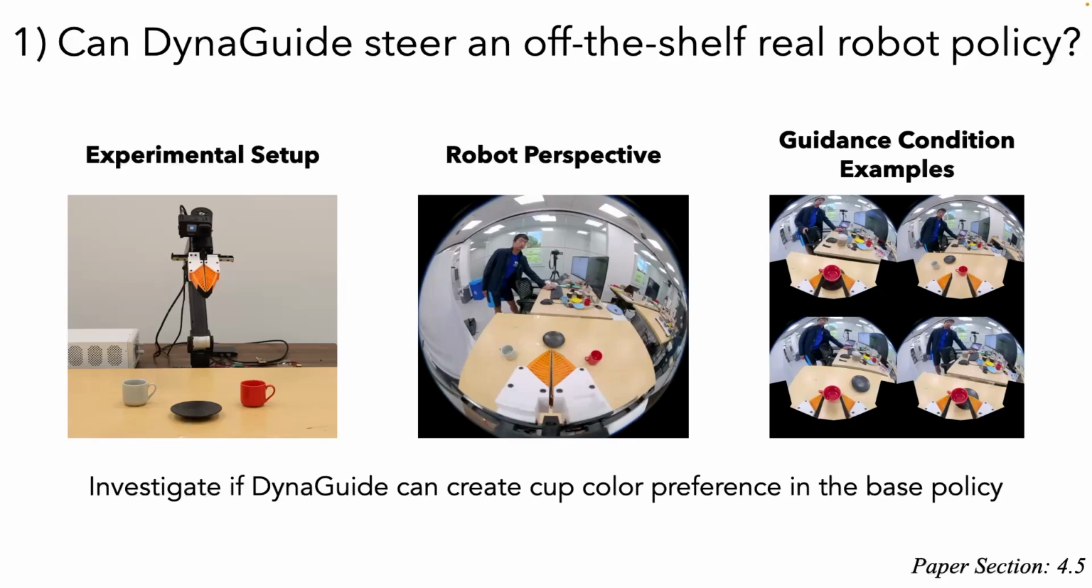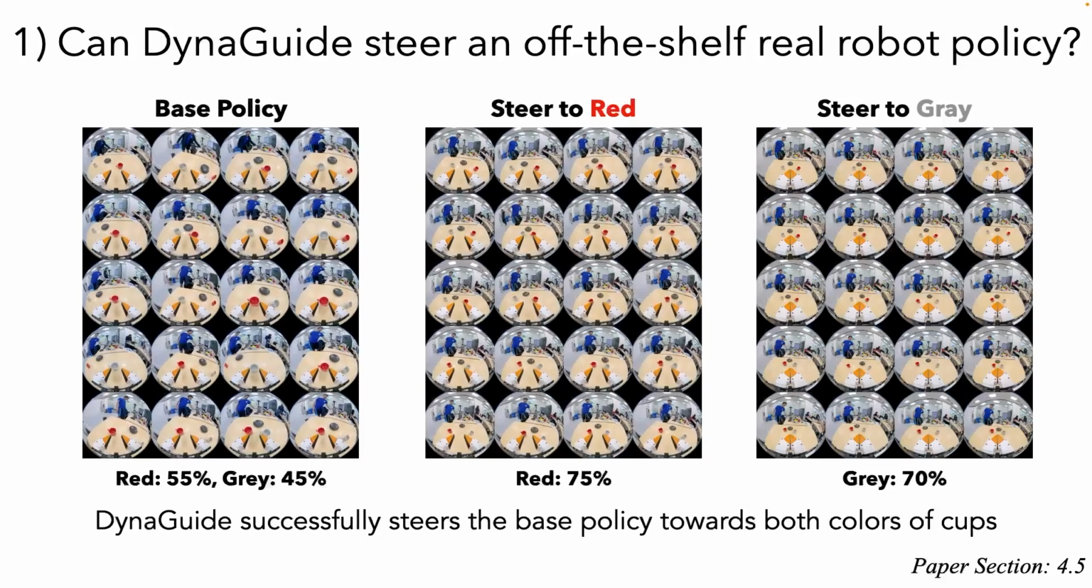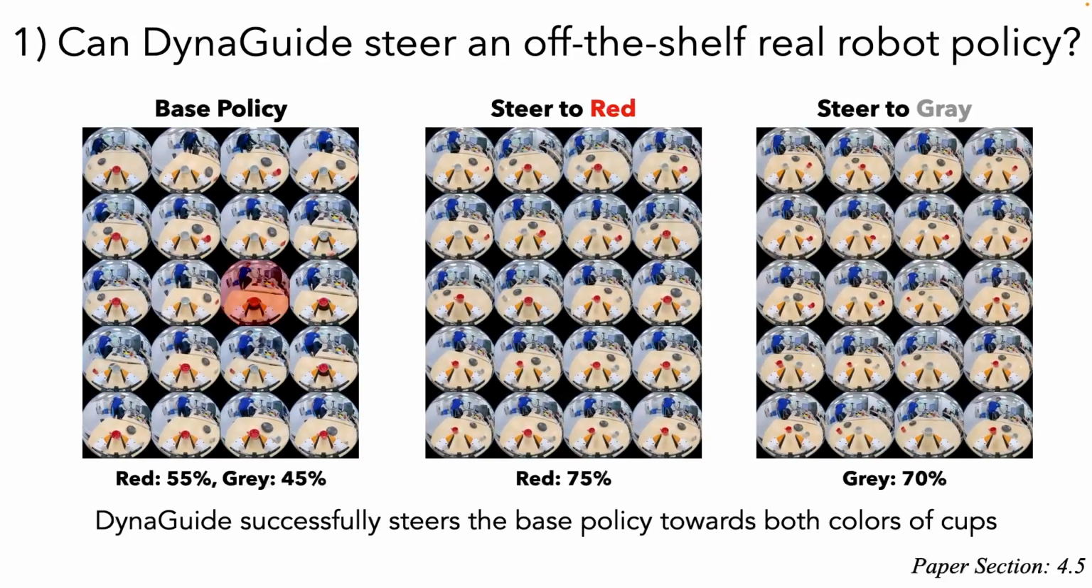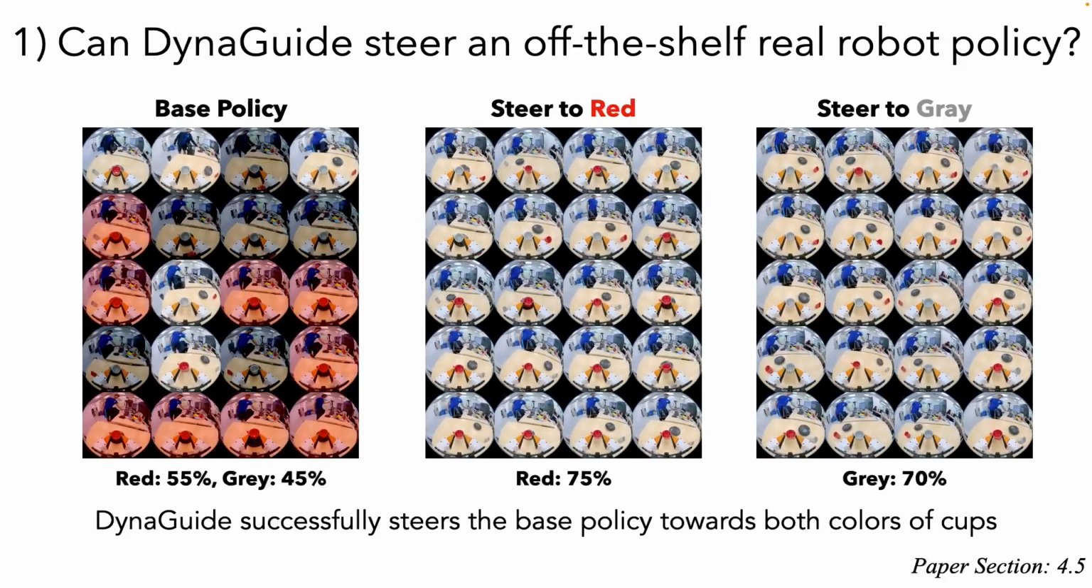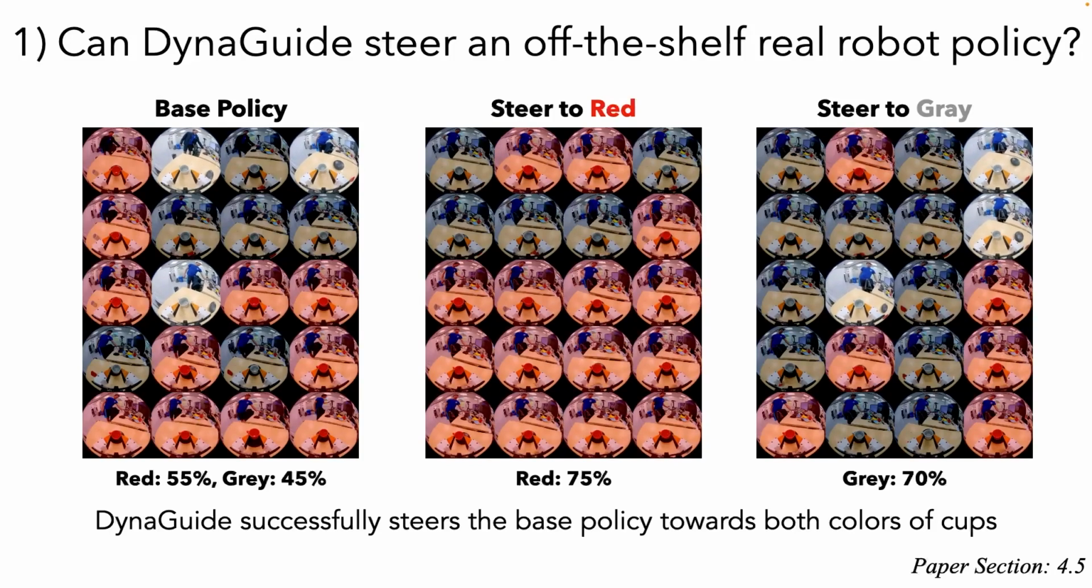In the first experiment, we give the robot a choice between two different colored cups. We want to see if DynaGuide can create a color preference in the base policy. As guidance conditions, we use trajectories of the desired colored cup. The base policy does not have a color preference. However, DynaGuide can steer the robot to grab the red cup 75% of the time, or grab the gray cup 70% of the time. This shows that DynaGuide can successfully steer this off-the-shelf policy.